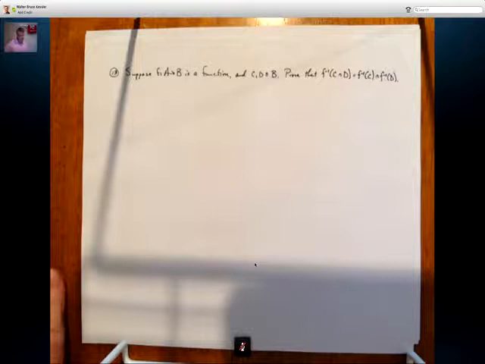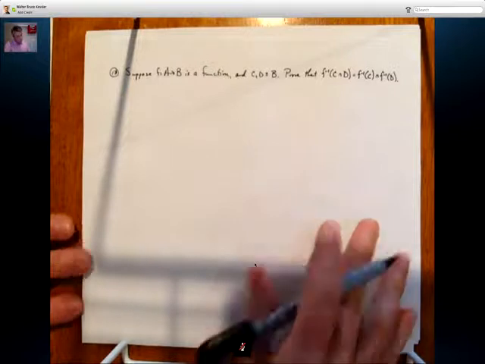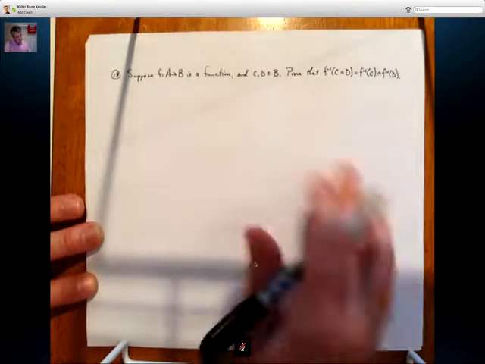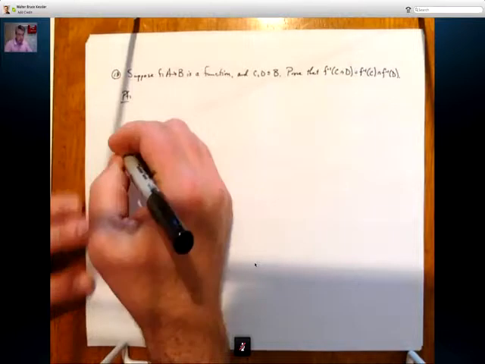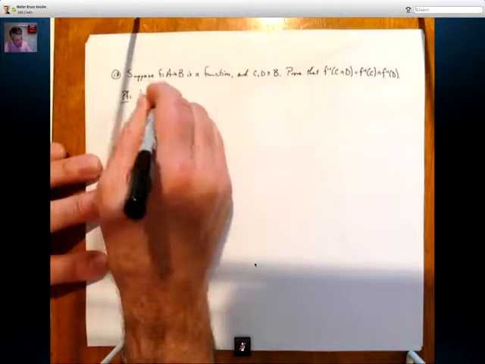Okay. 13 says, we've got a function A to B. We've got two sets C and D that are subsets of B. And I want to prove that F inverse of C intersect D is the same as F inverse of C intersect F inverse of D. Okay? So we're going to prove the two sets are equal. We do that with double set inclusion.